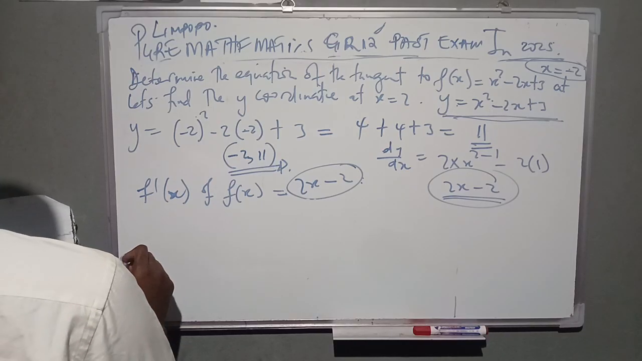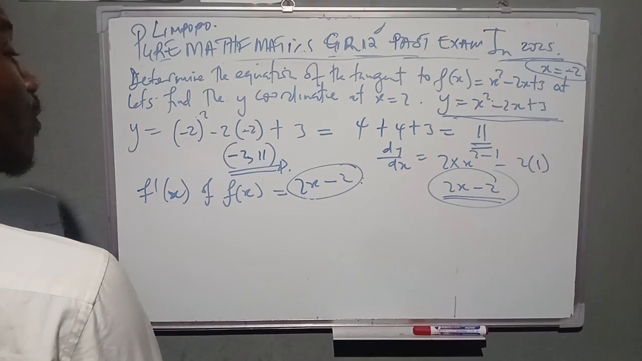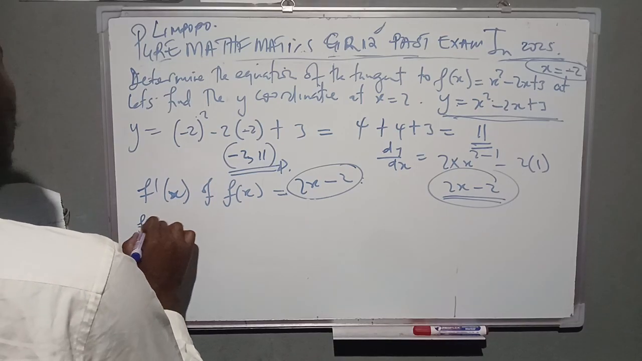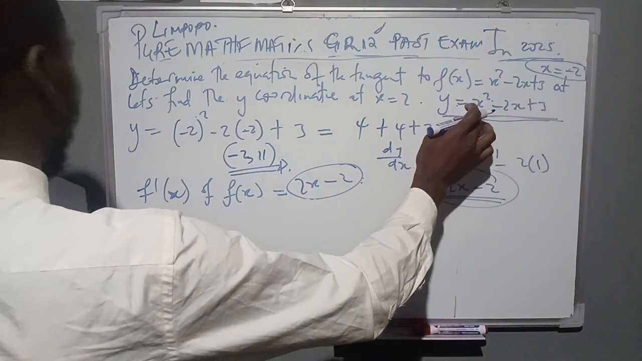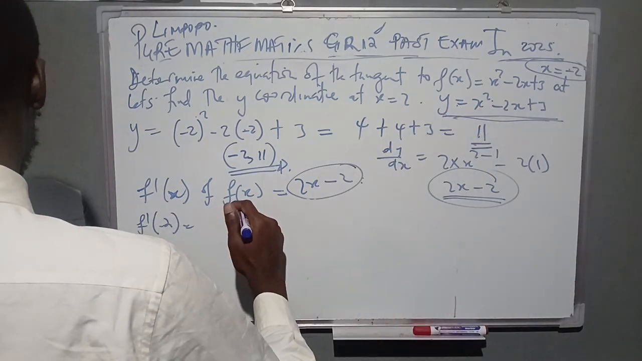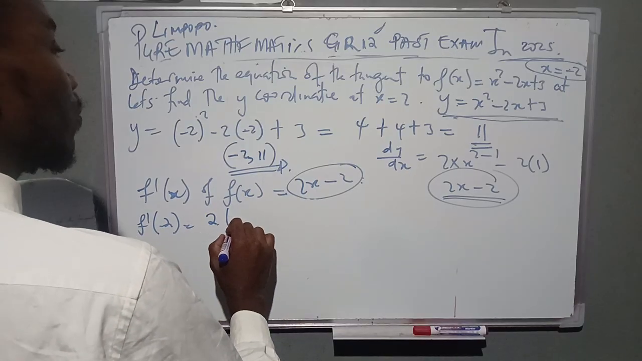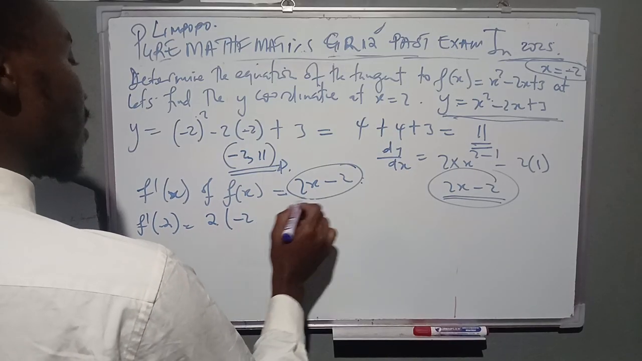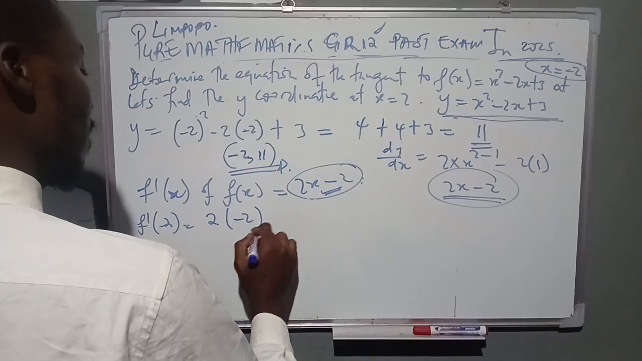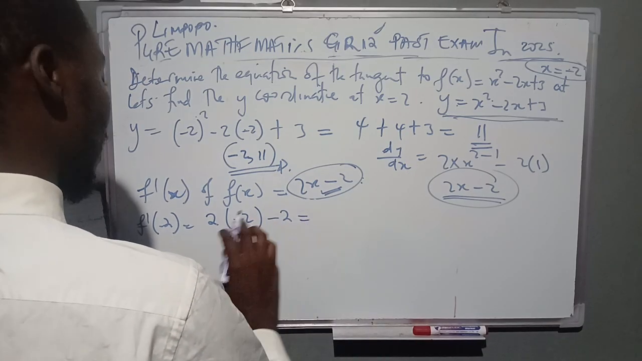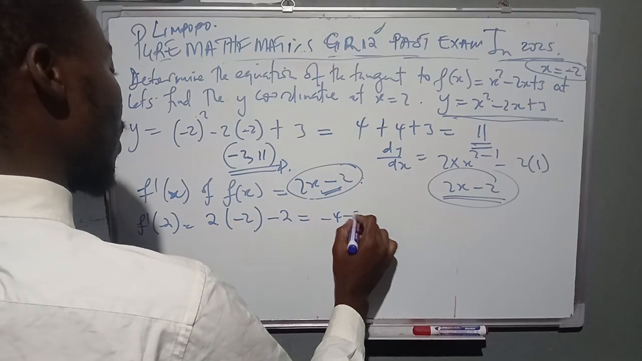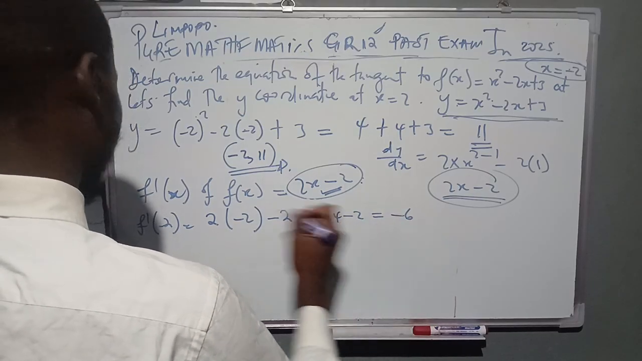So we can now say that the slope at x equals minus 2: f prime of minus 2 equals 2 times minus 2 minus 2, which gives us minus 4 minus 2, which gives us minus 6.